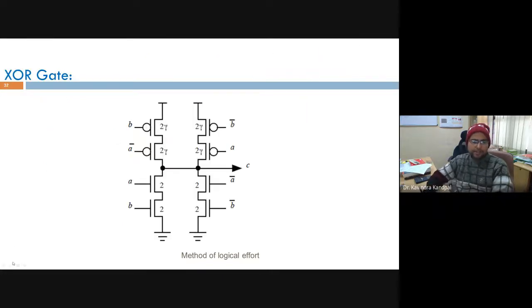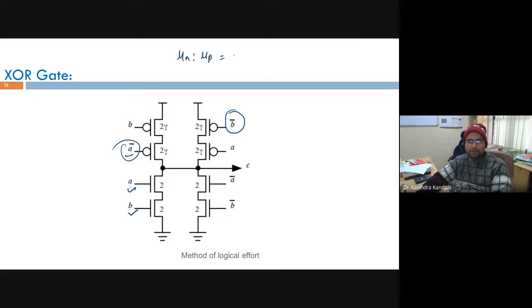Similarly, there is the XOR gate. In the XOR gate, you know that A and B are there, but you also know that A bar and B bar are also generated. They are generated using what? From A only, right? From A only.